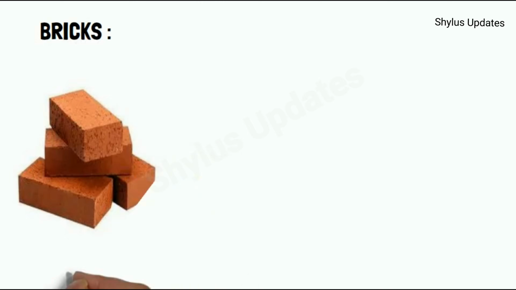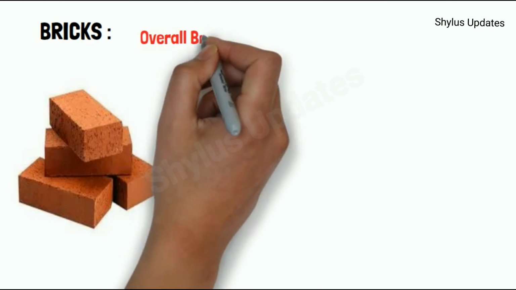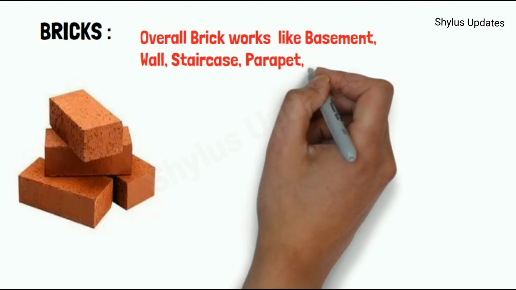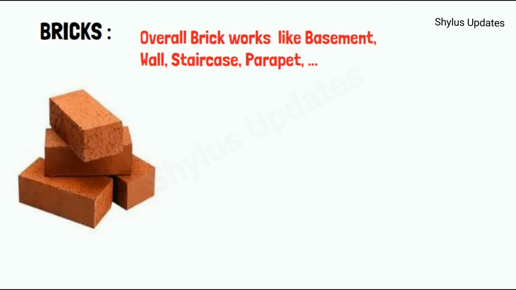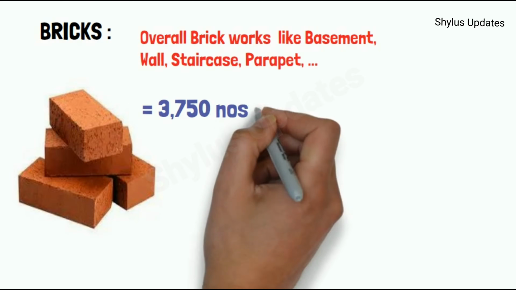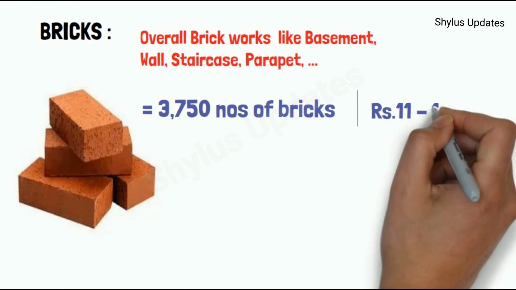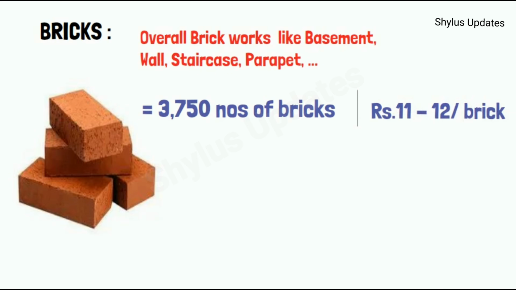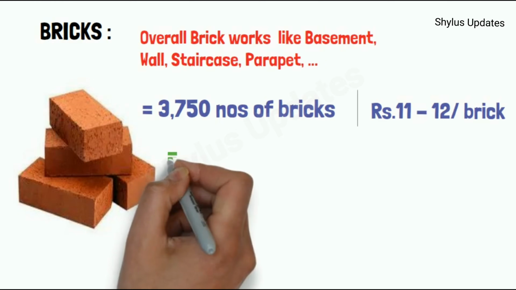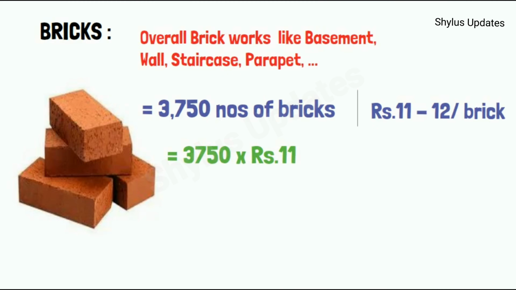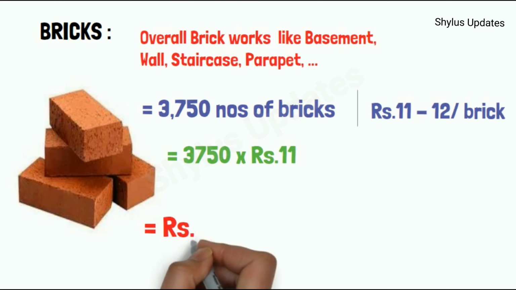Bricks. Bricks are used in overall brickwork like basement, wall, staircase, parapet, etc. For a 175 square feet house, 3,750 bricks are required. The current market rate of a brick is from rupees 11 to 12. When you multiply 3,750 into rupees 11, you get rupees 41,250.